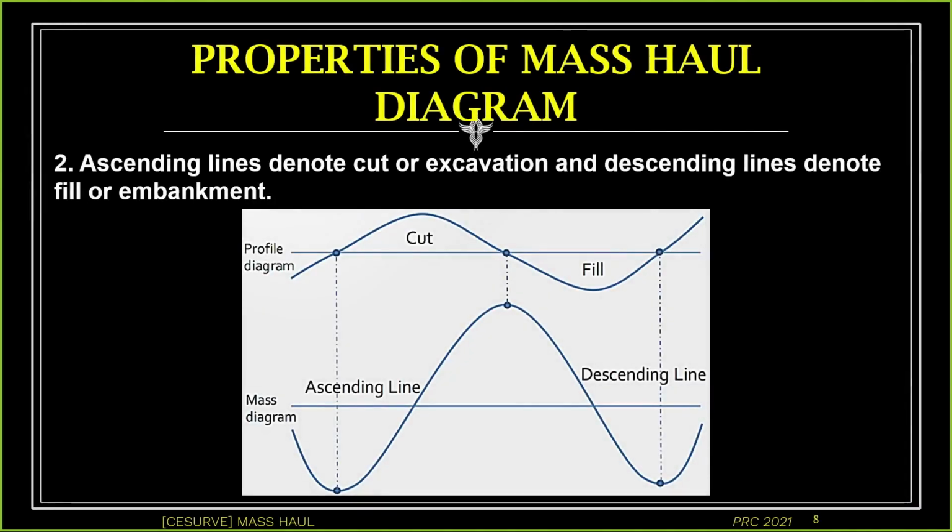Next, ascending lines denote cut, while descending lines denote fill or embankment. So, yung ascending line, papataas sa mass diagram, ibig sabihin yan cut. Then, ito namang pababa, ibig sabihin yan, fill. Okay?